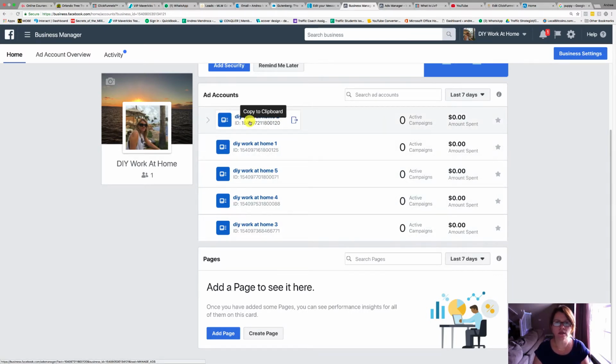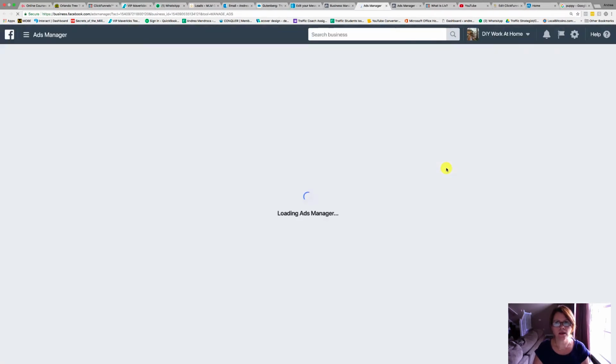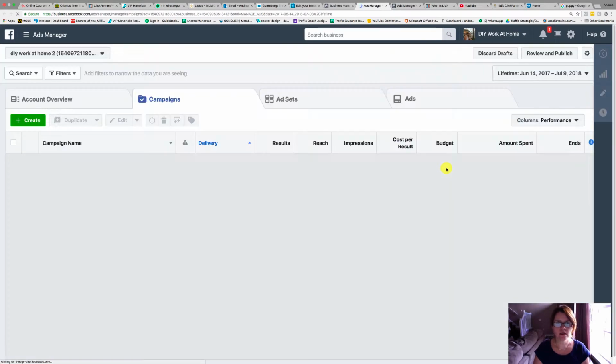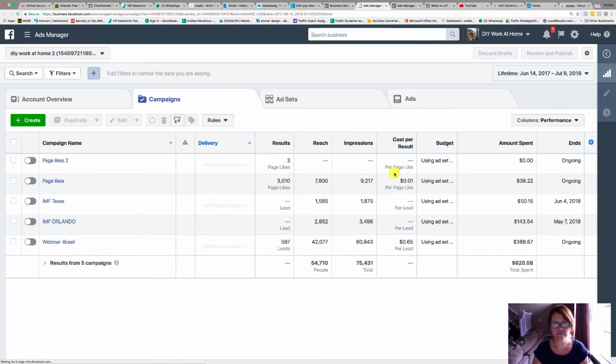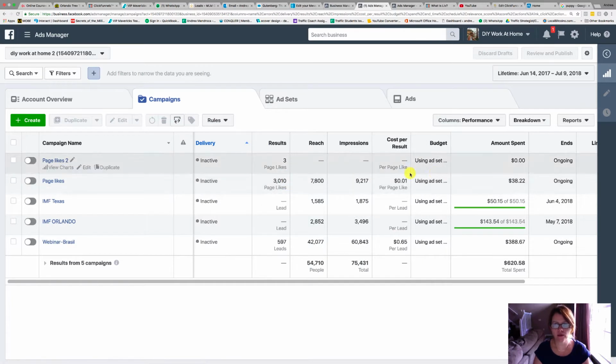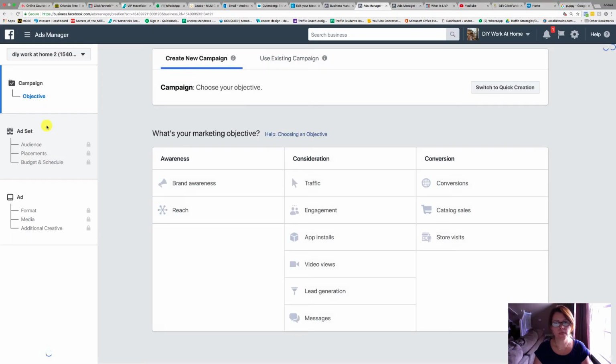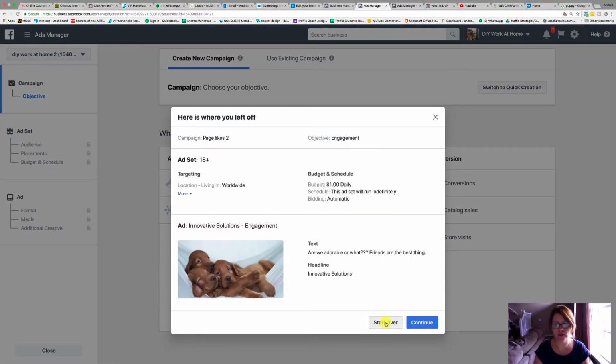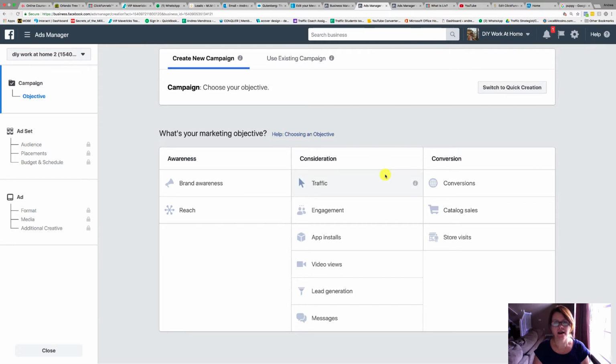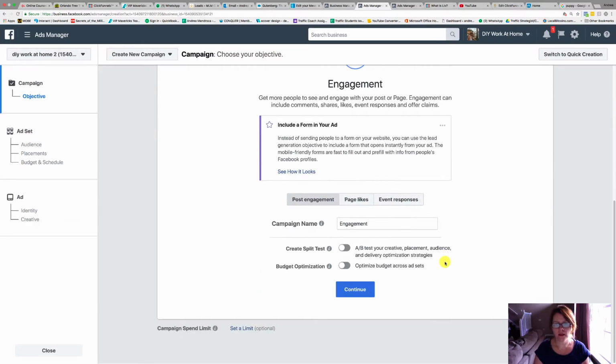So I'm going to be using this one here, account number 2. Let me click on it and open that account. And here it is. I already have a few things that I was working on. And to start creating a page like campaign, you're going to click on create, the green button. And over here, when it opens this page, let me start over because I was working on this. We're going to go to engagement. I want you to click on engagement. And then you're going to scroll down and click on page likes.